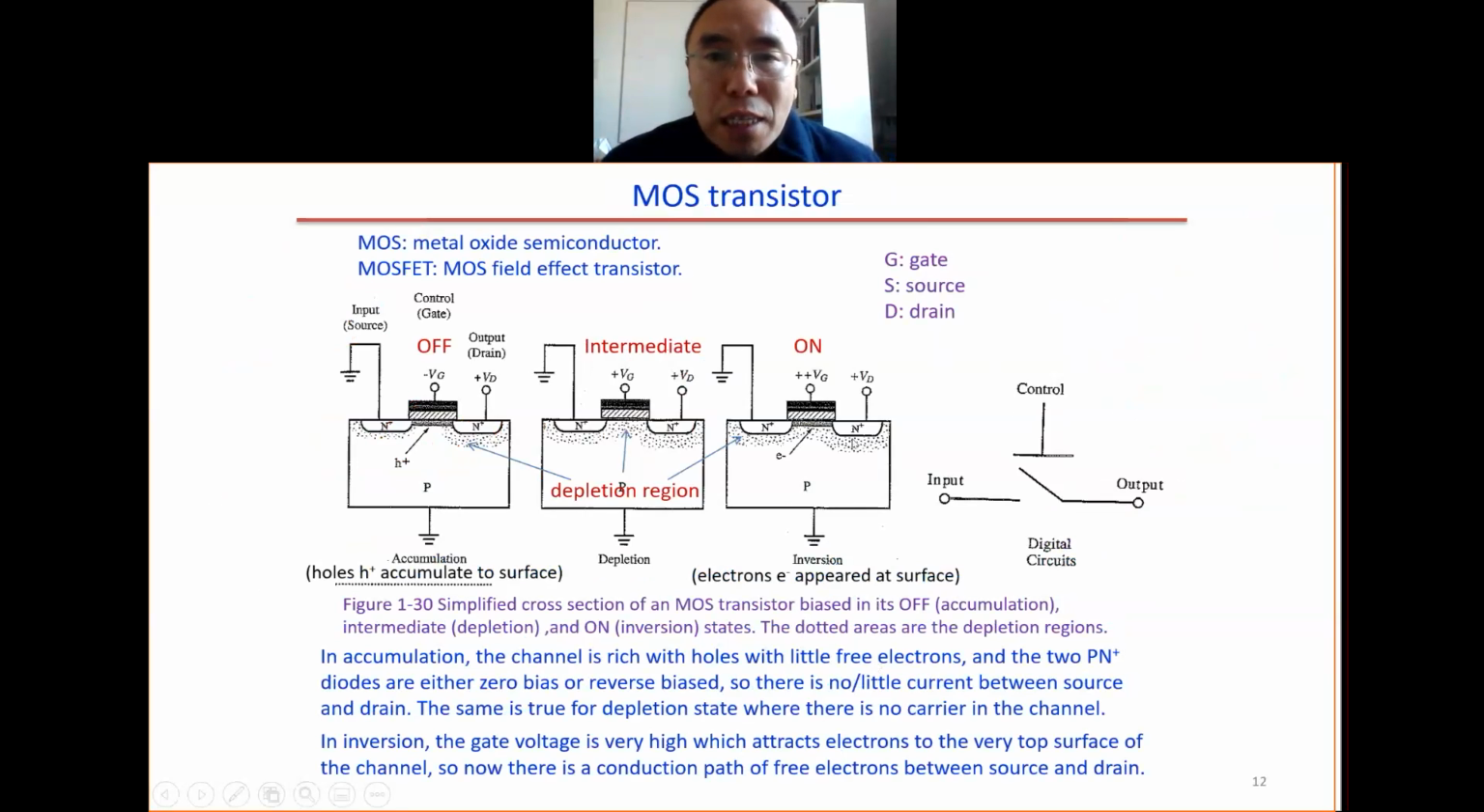So now let's look at transistors. The first type of transistor is the MOS transistor. MOS means metal oxide semiconductor. MOSFET is metal oxide semiconductor field effect transistor. Now let's look at how a MOSFET works.